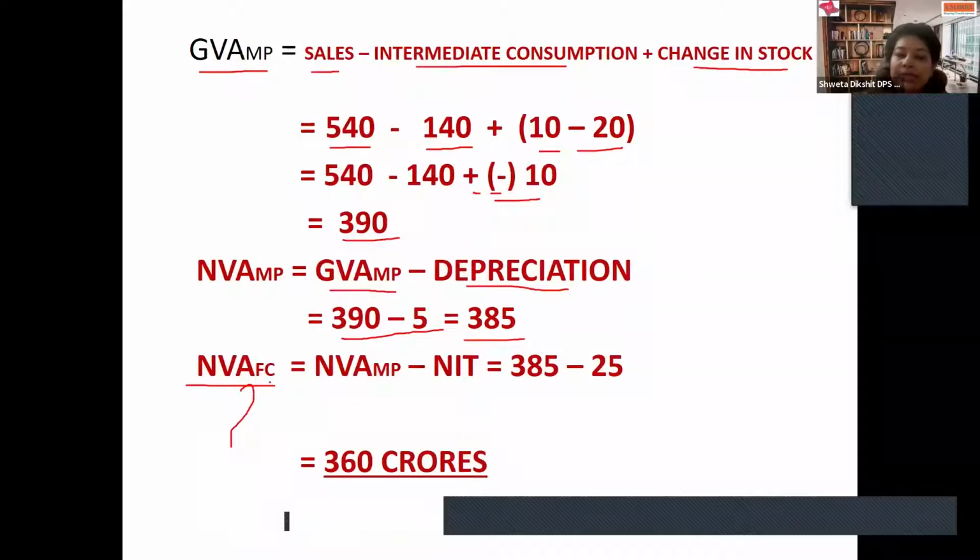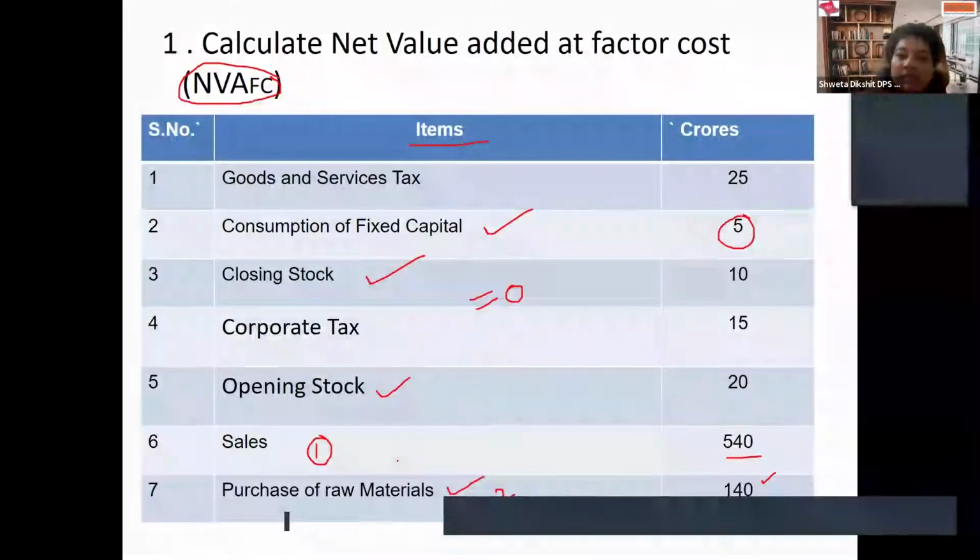Now comes the last step, because we need to find NVA at FC as per the question. NVA at MP and NVA at FC have only the difference of FC and MP. And we just now discussed that the difference between MP and FC is because of NIT. Now, where is the value of NIT? NIT means net indirect taxes, which has the formula of indirect taxes minus subsidy. Now, indirect taxes are nowhere written in the list. Please do not be upset.